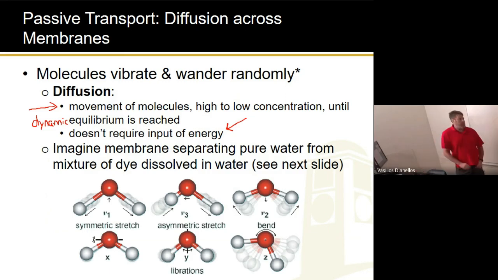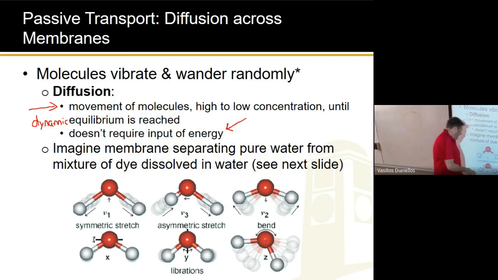Sorry, let me just go back to this too. This picture is supposed to demonstrate that, right? Molecules vibrate and wander randomly. And you don't need to know this, but this is just a great example of a water molecule. Try to picture this thing going like this, right? It's not sitting still, it is right here, but imagine it's stretching and contracting like this. Imagine this one doing the same thing, but like this instead of at the same time. Imagine this one kind of going up and down, like flopping its wings.